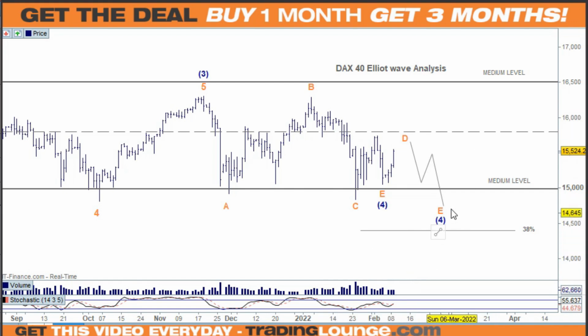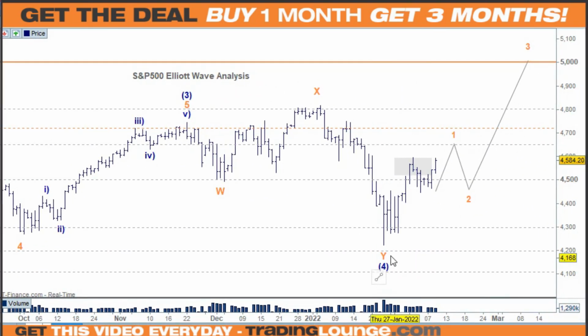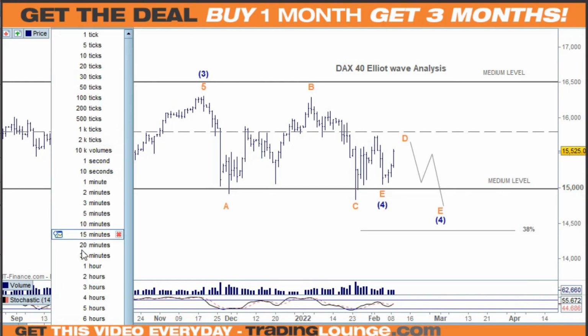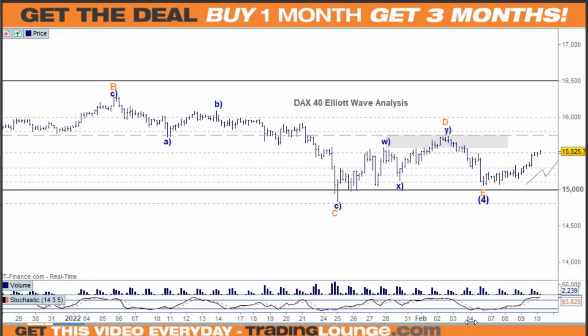But the reason I don't particularly like this one is because it would put the DAX too far behind the S&P 500, because when we're looking at the S&P 500 and basing this count off tech stocks, we've got 1, 2, 3, 4 here and going up for 5, so there's still a wave 4 and wave 5 to play out. I don't know if the DAX is going to be able to finish off its move on this, but let's start pulling it apart and having a look.